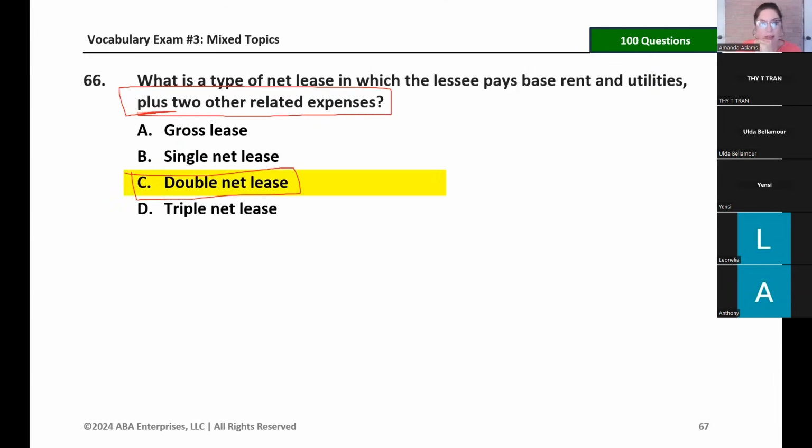Okay. Double net lease. Good morning, Joe. Jess says, good morning, everyone. Is this the handout from last week? Yes. Yes, Joe. It's the same vocab exam. We're still doing vocab exam number 3. Mixed topics right here. So yes, ma'am. It's the same one. You're welcome, sweetie.